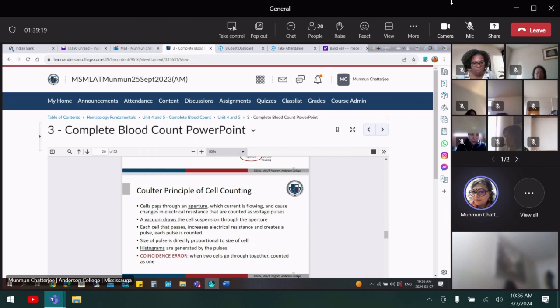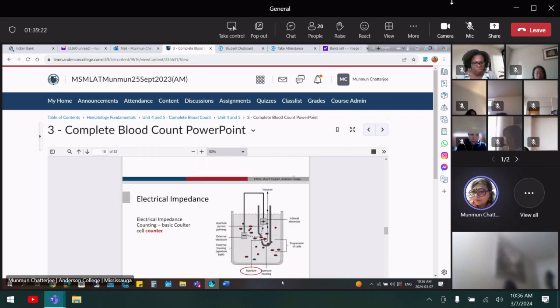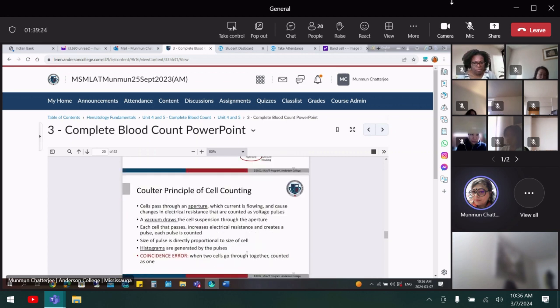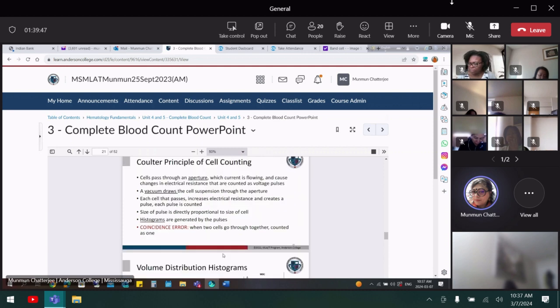So what happens? A cell passes through an aperture. They are going to tell you a cell passes through an aperture in which current is flowing and causes changes in the electrical resistance that are counted as a voltage pulse. When the cells are passing through an aperture, that is the electricity, and it gets resistance. And that resistance is counted as the voltage pulse. That's all. You don't need to know all the vacuum draws. This is important. The size of the pulse is directly proportional to the size of the cell.